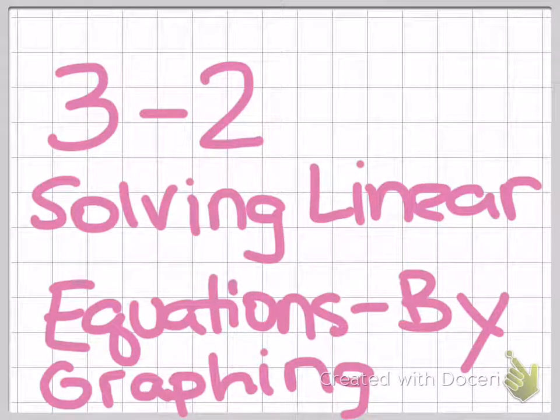Here we're looking at lesson 3.2, which is titled Solving Linear Equations by Graphing. There are many ways to solve linear equations by graphing. This is only addressing one particular way. This is when you're given an equation that only has an x value and you are asked to solve. So you can solve using algebra and then you can graph. So we're going to go over that.